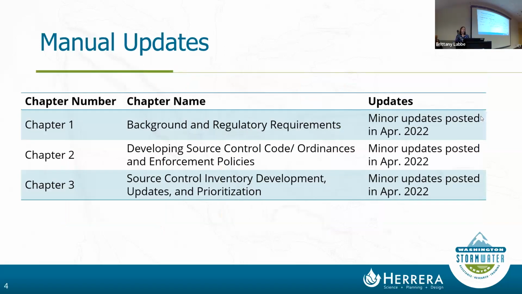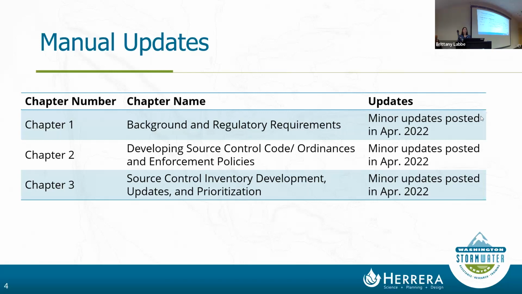So the manual itself, the Source Control Guidance Manual, contains 8 different chapters. The first chapter is just focusing on background and regulatory requirements. We first published that in December 2021, as I mentioned, ahead of the permit requirements that were coming up. And then we had minor updates that were incorporated in April of 2022. So if you pulled those way back in 2021, make sure you go and grab the latest versions, or it's always available on the Stormwater Center's website as well.